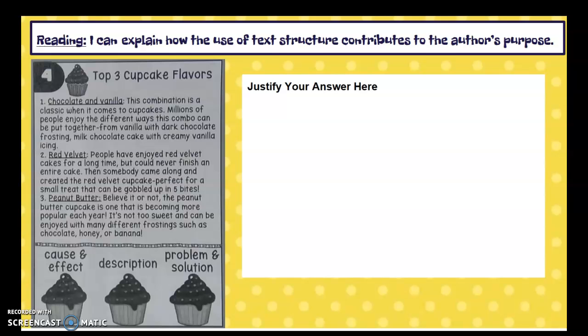Number 2, red velvet. Okay, people have enjoyed red velvet cakes for a long time, but could never finish an entire cake, and then someone came along and created the red velvet cupcake. Perfect for small treats that can be gobbled up in 5 bites. Peanut butter. Believe it or not, the peanut butter cupcake is one that is becoming more popular each year. It's not too sweet and can be enjoyed with many different frostings, such as chocolate, honey, or banana.